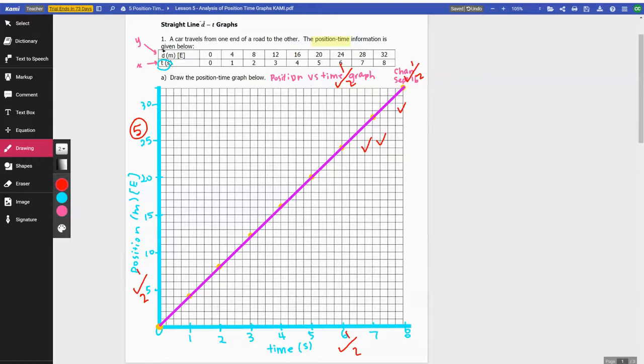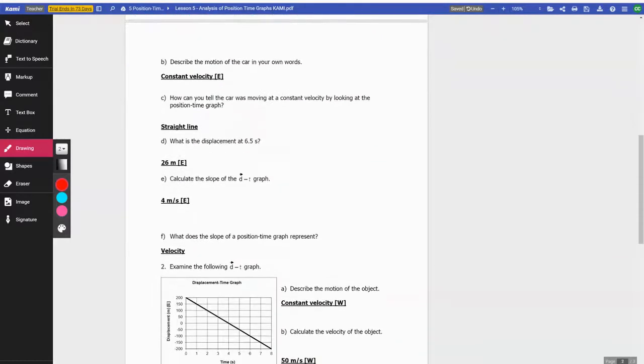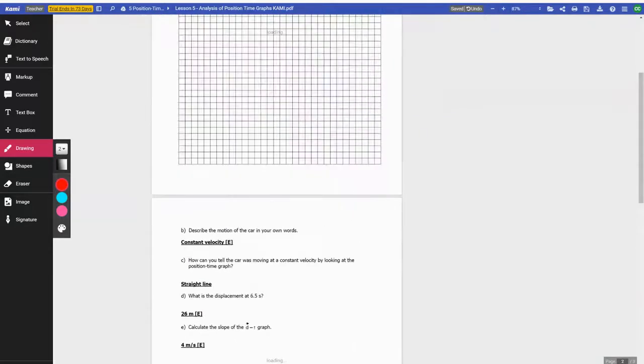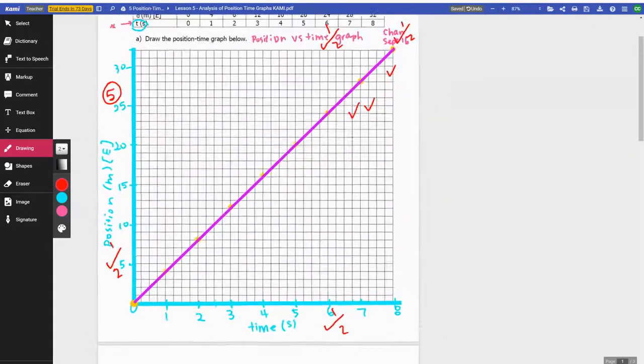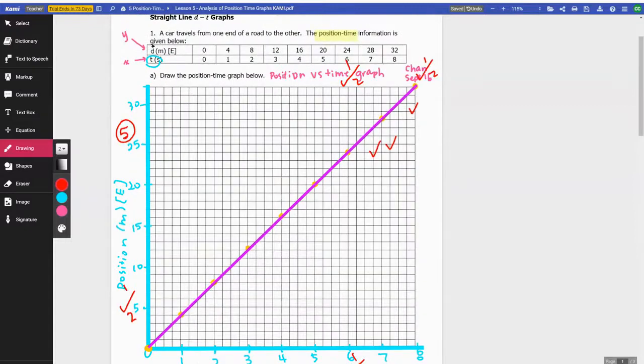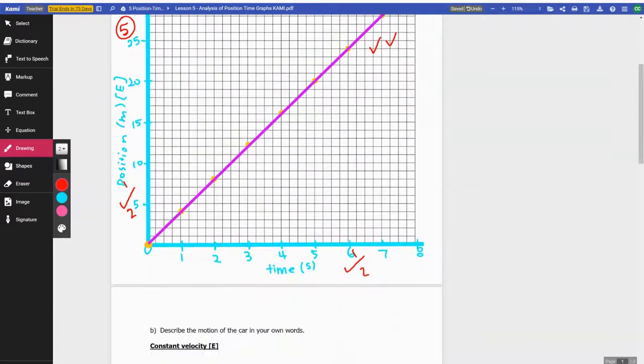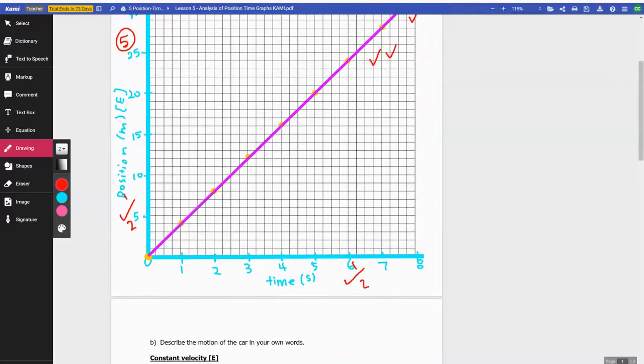Make it big, right? Try to make it fit the whole page. Okay, and they're asking you to describe the motion of the car in your own words. I'm going to leave this open, and we already talked about it, right? For equal distance, it is going at equal length. So the answer to this is that it's traveling at a constant velocity.